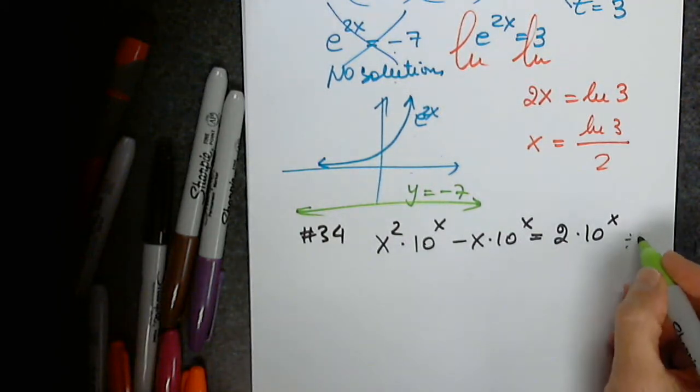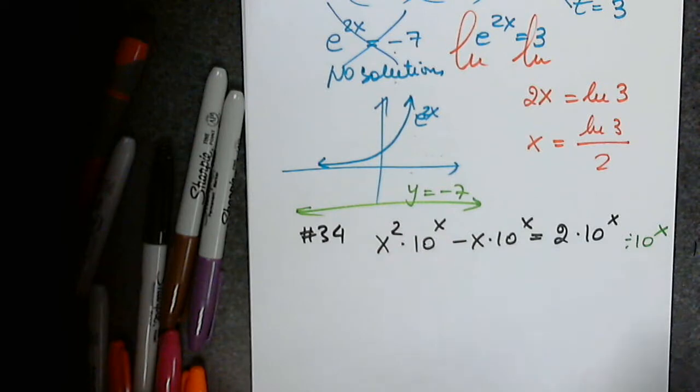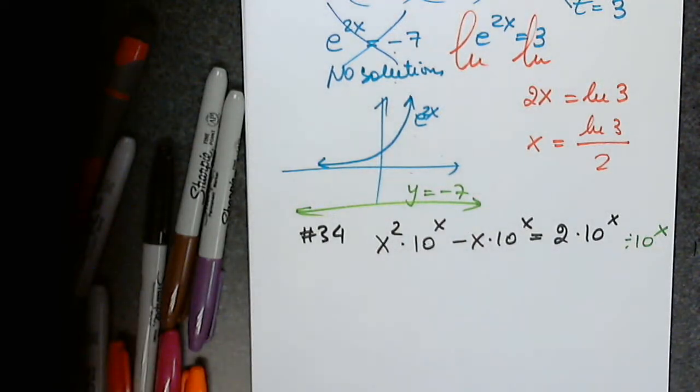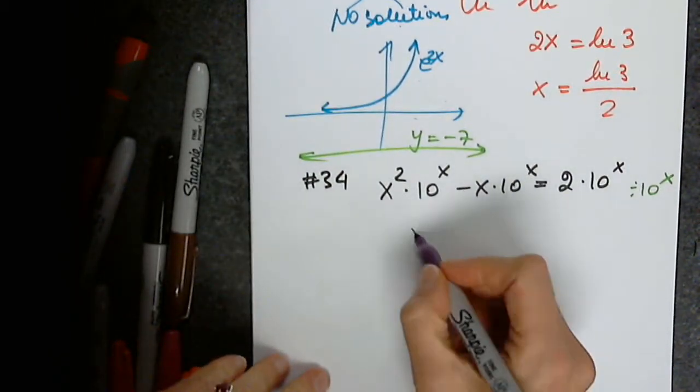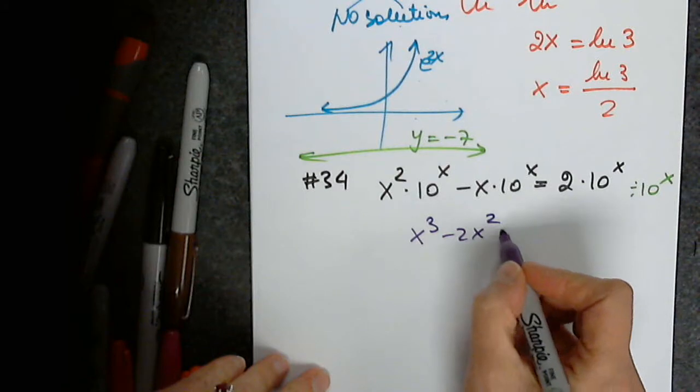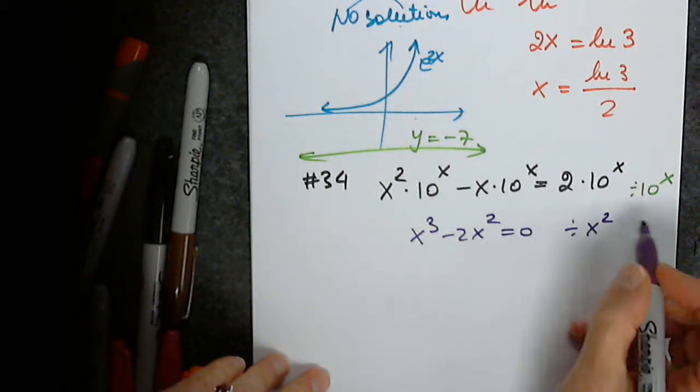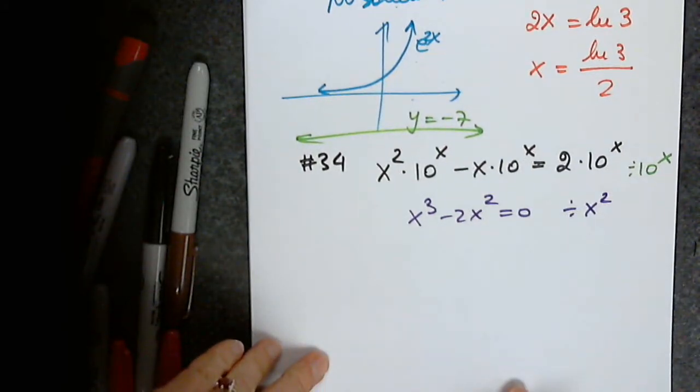Why would I be allowed to divide by 10 to the x when I said to you many times before, you cannot divide both sides of an equation by an expression that contains the variable? But I am allowed to divide here by 10 to the x. Let me explain the difference. Very important. If I have something like x cubed minus 2x squared equals 0 and I divide both sides by x squared, that would be a terrible mistake.